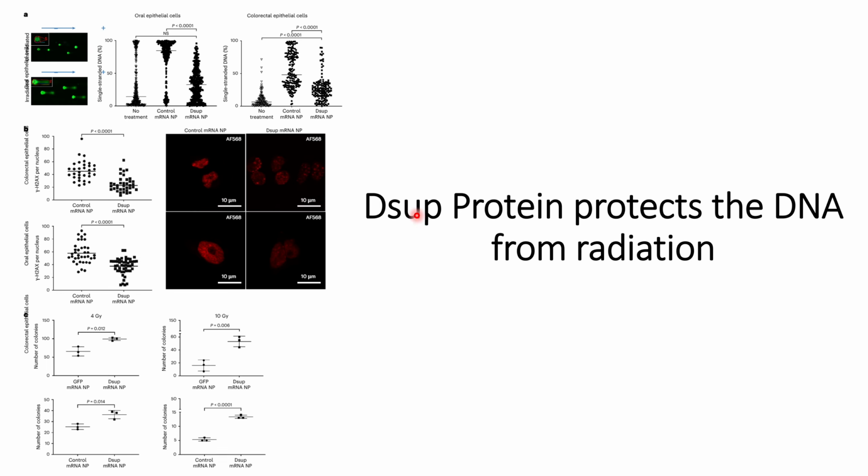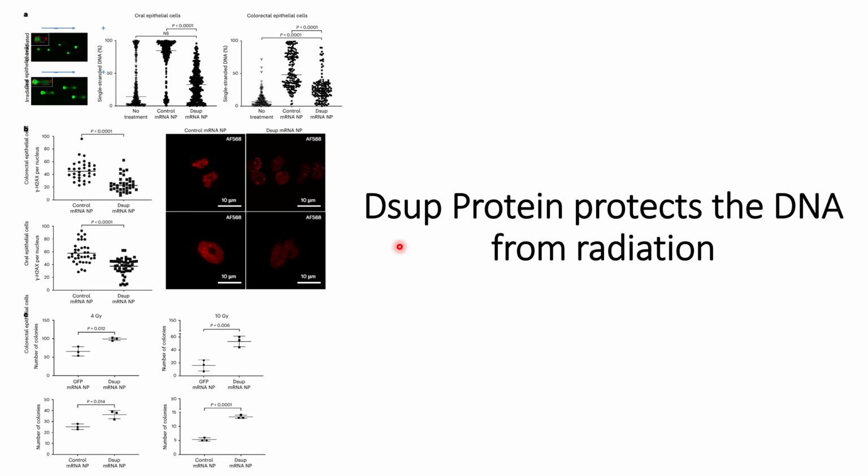And since these Dsup proteins do not have any commercial antibodies, what they did is they fused the Dsup mRNA with the EGFP reporter mRNA and checked its transfection efficiency against only EGFP mRNA. And what they are able to see is that these Dsup proteins are expressed more in the nucleus. Whenever these Dsup-fused EGFPs are expressed, they are expressed in the nucleus, whereas when only EGFP mRNAs are expressed, they are expressed throughout the cells.